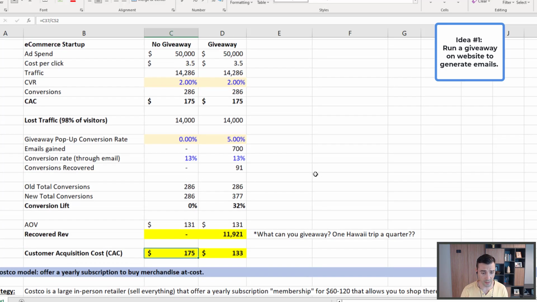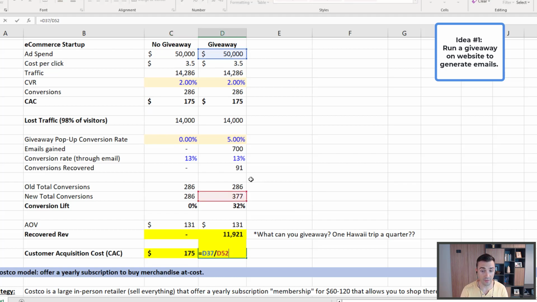If you just look at the basic customer acquisition cost, in scenario 1, you had 286 conversions, so your customer acquisition cost was $175. But in scenario 2, because you're able to drive those additional 91 conversions, your customer acquisition cost goes down to $133.